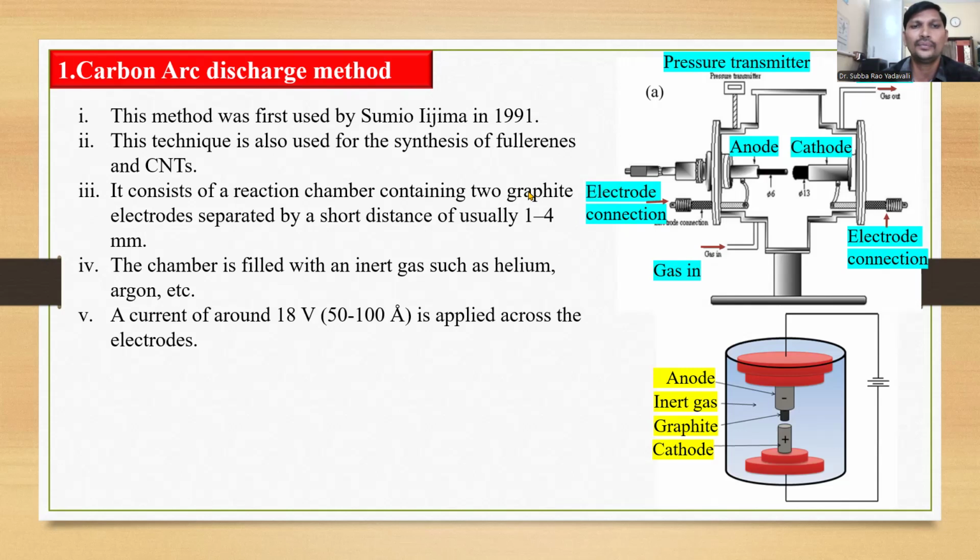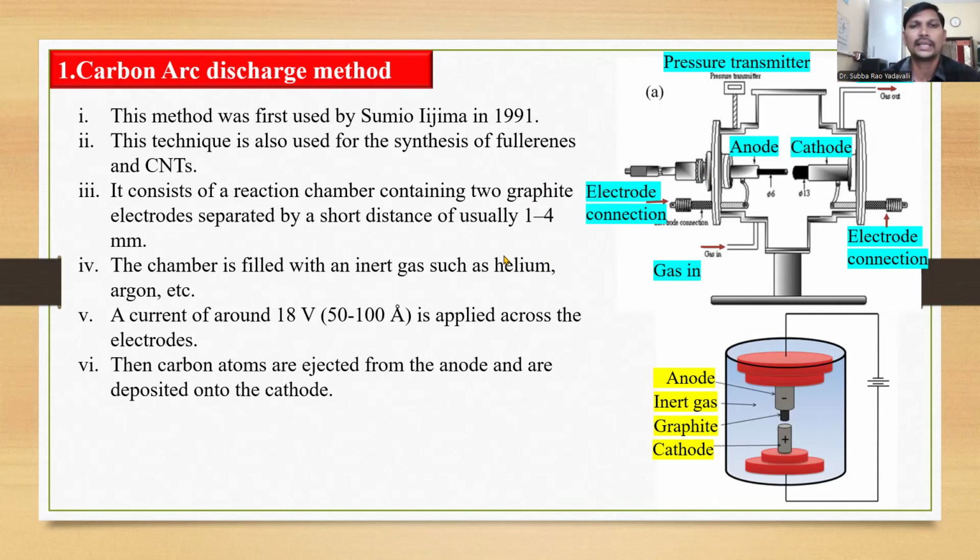Next, a voltage of around 18 volts is applied across the electrodes. So a high intensity of electric current passes through the anode and cathode. Then the carbon atoms are ejected from the anode and deposited on the cathode surface. By applying the high voltage, the carbon particles are ejected from the anode and deposit on the cathode surface. The black carbonaceous deposit contains the carbon nanotubes.